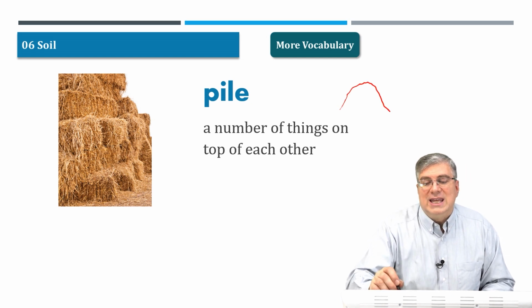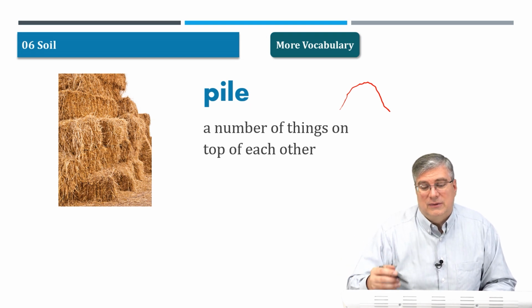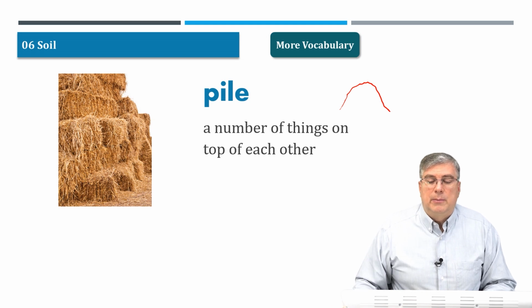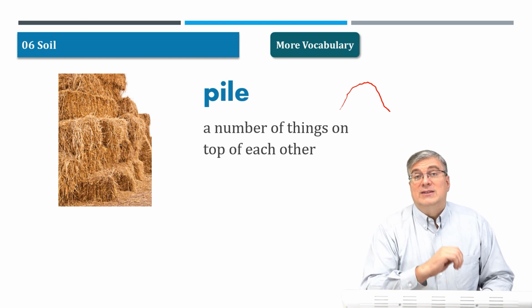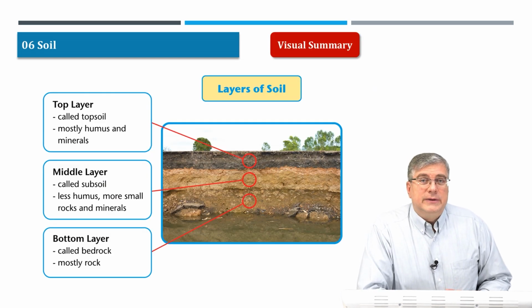So a pile of leaves, a pile of sand, a pile of grains of something. A number of things on top of each other. Okay, that's our vocabulary for today. Let's talk about some ideas for this unit.